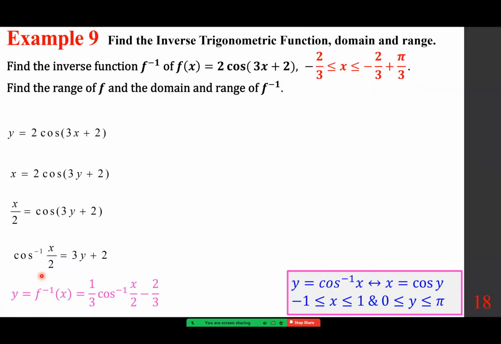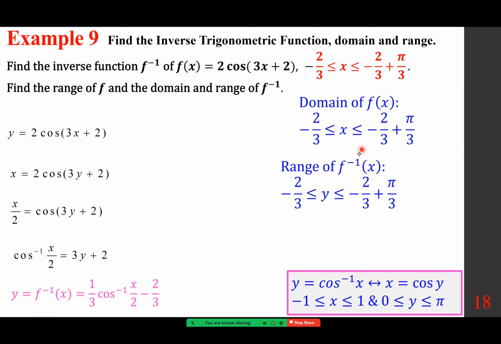Let's do this. And so now the domain of f of x, x over here, is between these two values. That means the range of this function, y, is between those two values. That's just by definition of an inverse. So this comes from the definition of an inverse. You don't have to do anything. This is given, so therefore this is given.